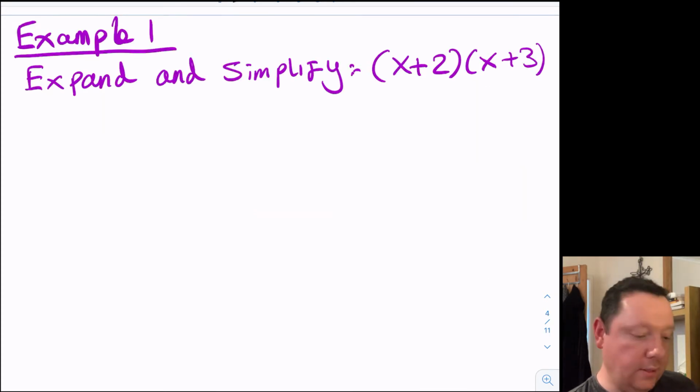Okay, let's look at a few examples. Example 1 says expand and simplify x add 2, x add 3. And I'm going to use the grid method for this and then quickly show you the other methods as a quick check so you can decide which one is best for yourself.